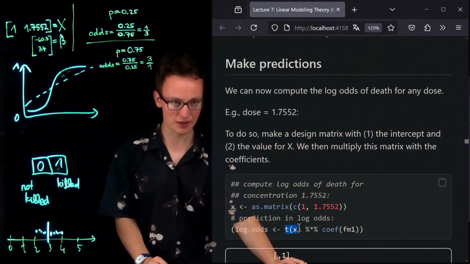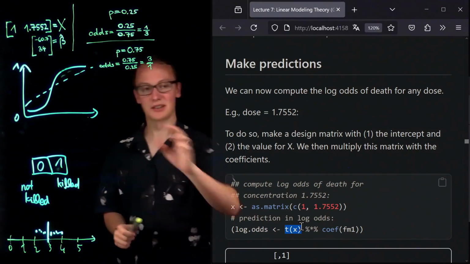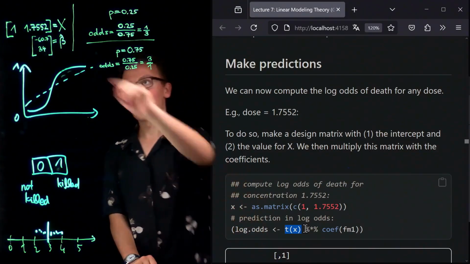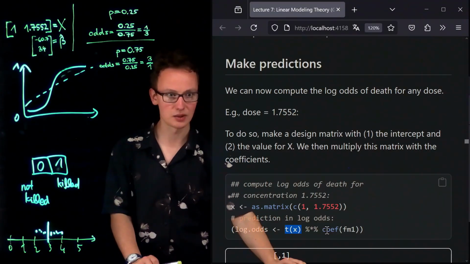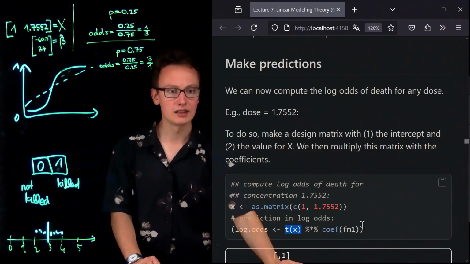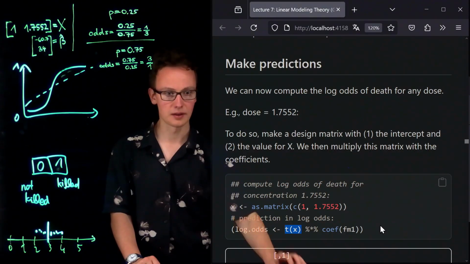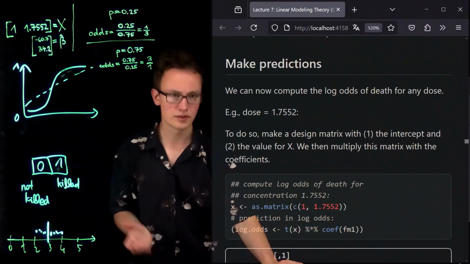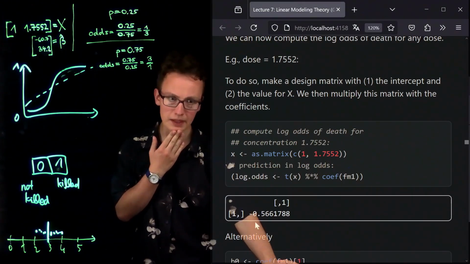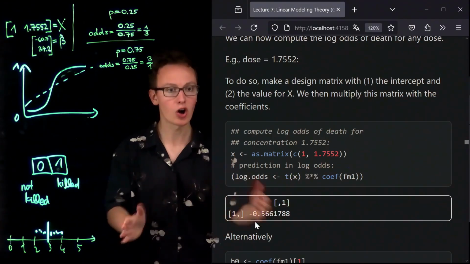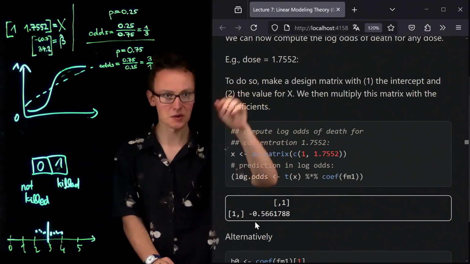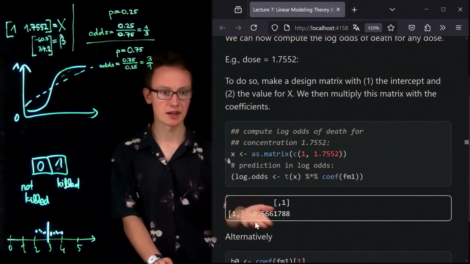So this transpose of this X is actually our design matrix X here, okay? And we can matrix multiply this with my matrix containing the beta coefficients, which I can get by doing coef, like coefficient of my model object. And once I do this, I get the predicted log odds for that particular value of dose as a result. So what is the result? It is minus 0.566 log odds, okay? So the log odds of dying under a dose of 1.7552 is minus 0.566.